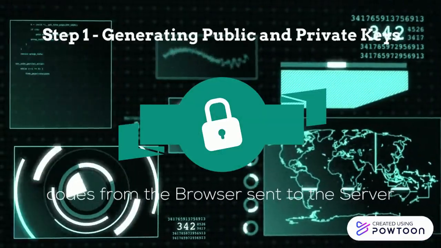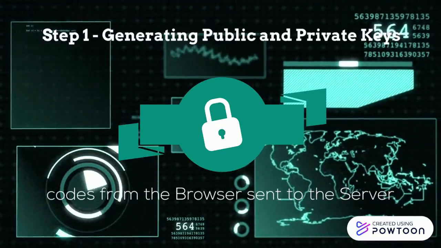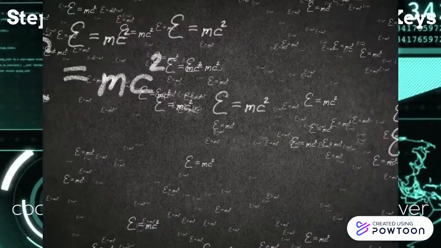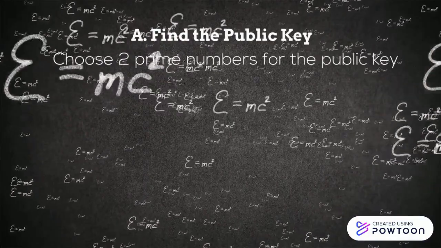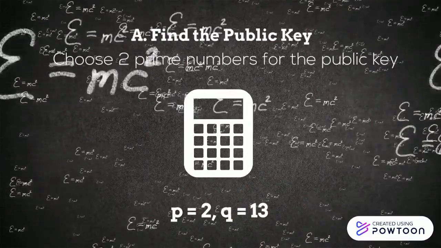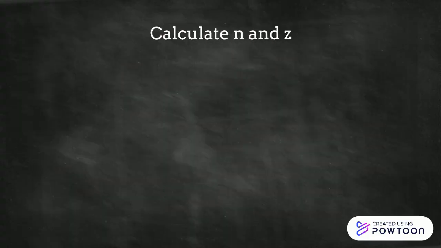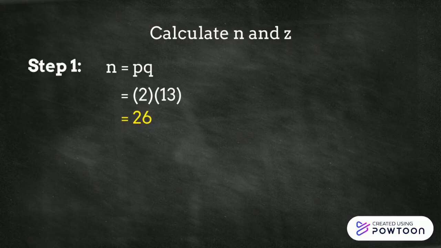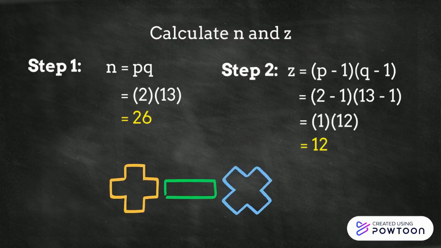Step 1 is generating the public and private keys as the codes. We need to choose 2 prime numbers for the public key, so let's just choose P is 2 and Q is 13. Now, using the prime numbers, calculate N and Z. To find N, multiply P and Q to get 26. To find Z, use P minus 1 times Q minus 1 to get 12.